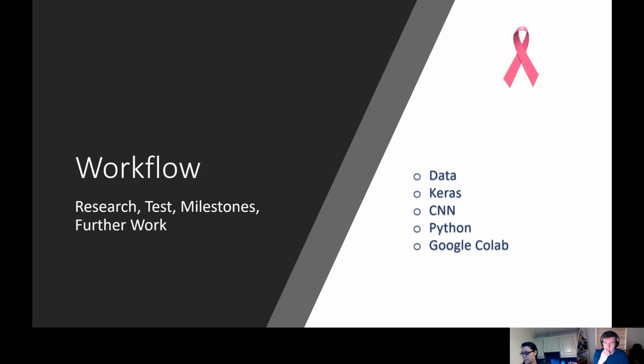Using Keras, which is an open source library that provides a Python interface for artificial neural networks, a convolutional neural network will be defined and trained on the images from the data set we're going to use. Then a confusion matrix will be derived to evaluate the output of the model.